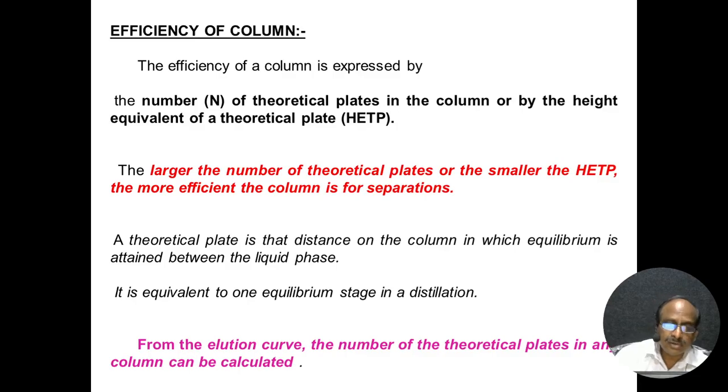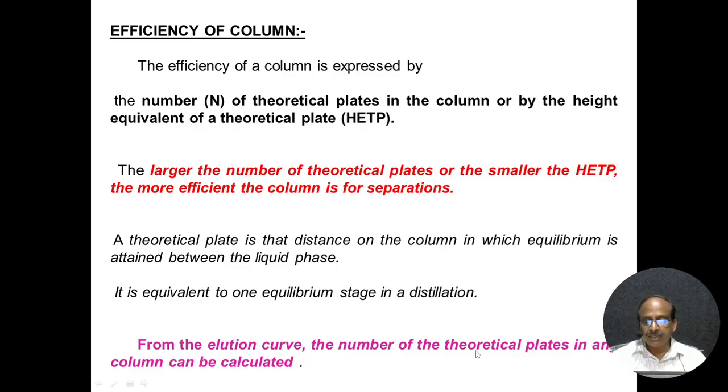How do we know the efficiency of the column? Column efficiency is expressed by the number of theoretical plates, capital N, and the height equivalent of a theoretical plate, HETP. The larger the number of theoretical plates, the smaller the HETP, and the more efficient the column is for separations.